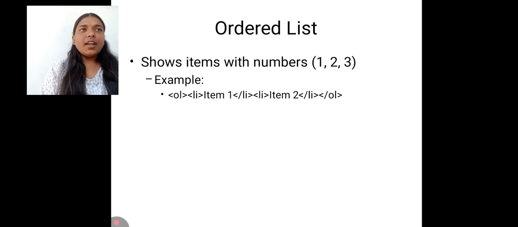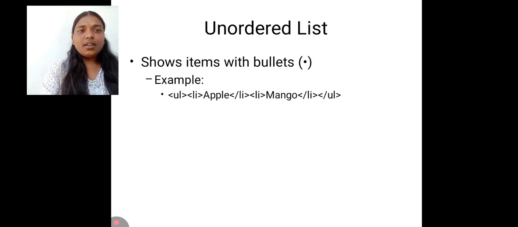Now the second type of list is unordered list, which is also known as the bulleted list. It is represented using the UL tag. It is used when the order doesn't matter. Unordered list displays items in bullets instead of numbers, such as discs, circles, and squares. These are used when the order doesn't matter, for example shopping list, features, menu categories, etc.